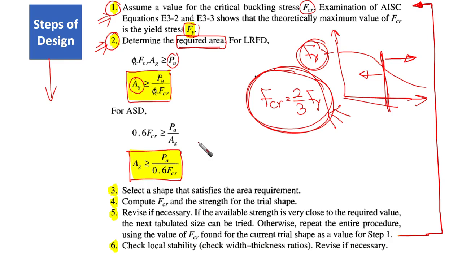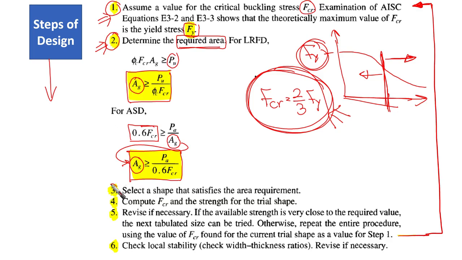And for the ASD, it also comes from our equation, where the area gross should be larger than or equal to the right-hand side, which comes from the famous equation: the allowable stress, 0.6 FCR, should be larger than or equal to P actual, or the applied load, over area gross. So from here we can get area gross. Okay, so this is the second step.